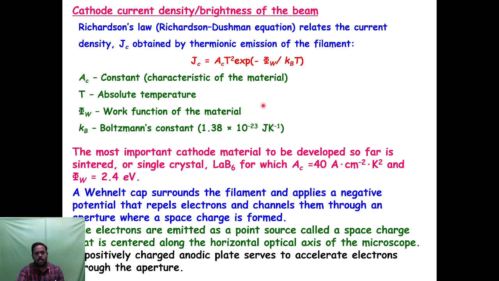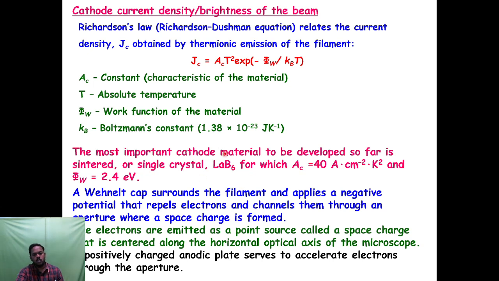How are the cathodic current density and brightness of the beam adjusted? It is based on the Richardson law. That law gives the current density as directly proportional to a constant which is specific for the material. AC is the constant, that is the characteristic of the material. Two points we have to mention here. The current density of the filament depends on the material constant and the work function. When we have a larger material constant, there will be a higher current density, and when we have a low work function, that will also favor the production of high current density, so that the filament will be heated fast and the electron beam will be created.